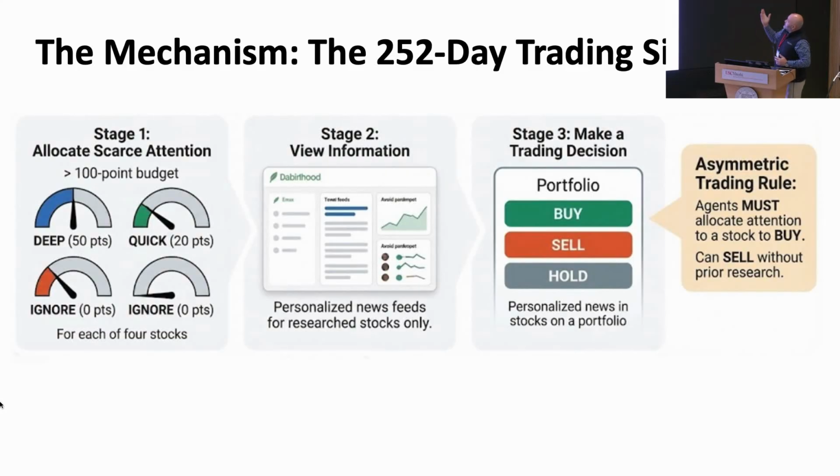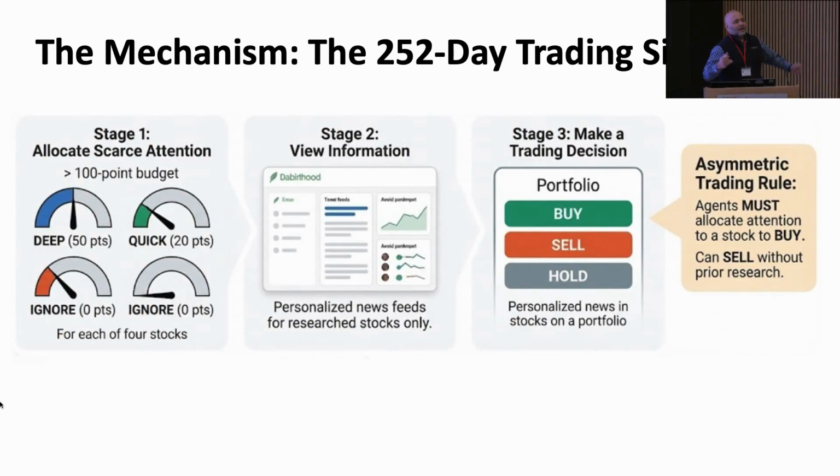And one of the things that I also do is I enable this asymmetric trading rule where in order to buy a stock, you need to pay attention to it. Meaning you need to spend some allocation of attention to it. But if you're going to sell, you can sell without prior research. Much like we as humans, oftentimes when there's panic, we sell indiscriminately. And so we don't necessarily need to spend any attention when we are in panic mode. But when we're going to buy something, we want to have some conviction, typically.